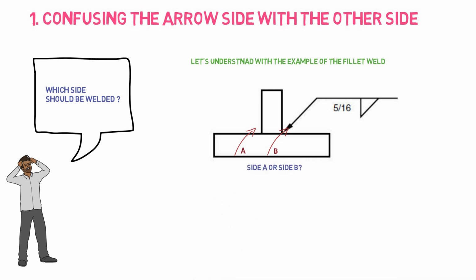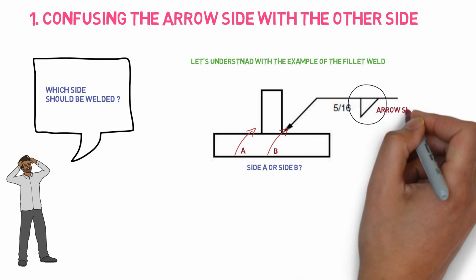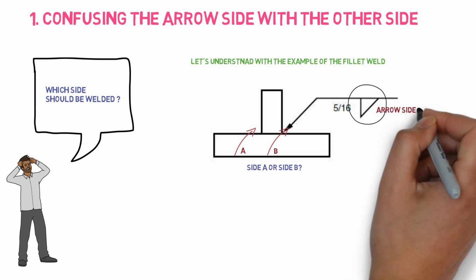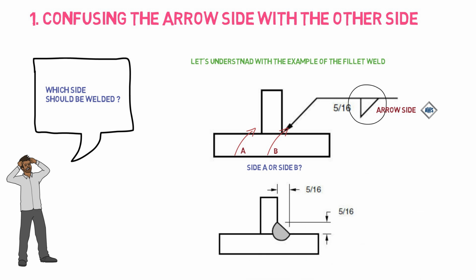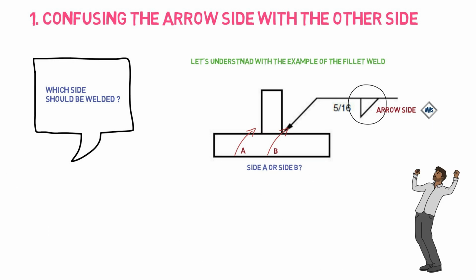According to the AWS welding standards, the arrow side is always the side the arrow points to, so the 5/16 fillet weld should be welded like this. And here in this finished weld connection, you can see that based on this welding symbol, the right side of the joint, which is called the arrow side, is welded.